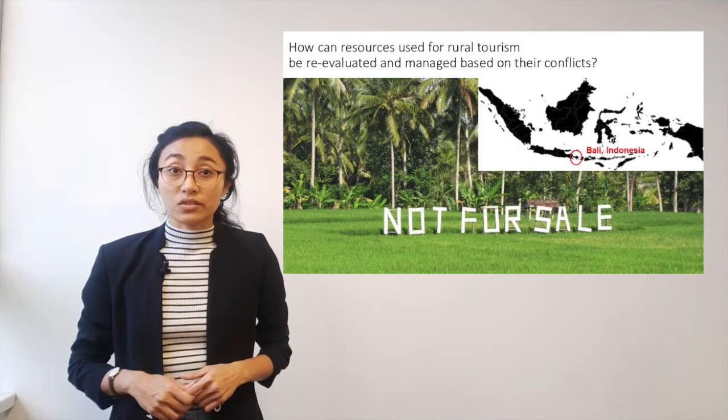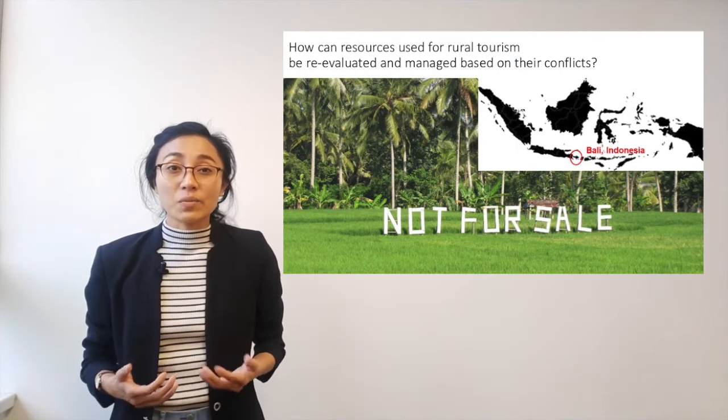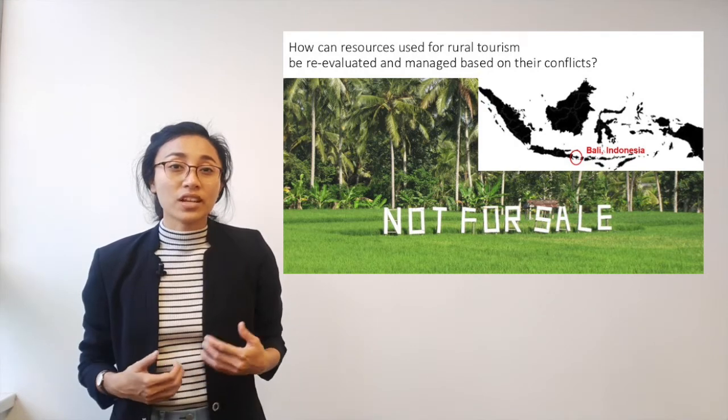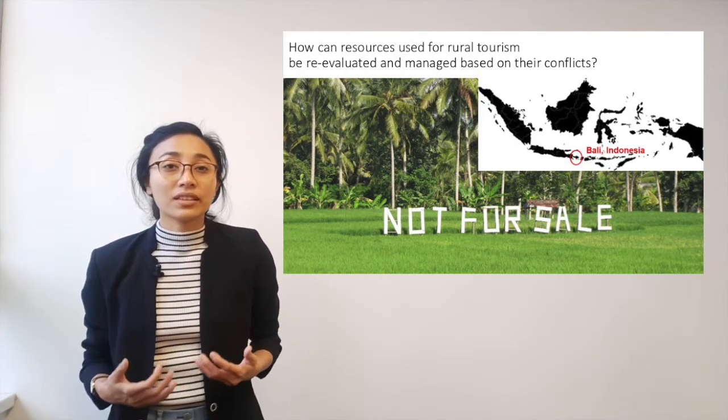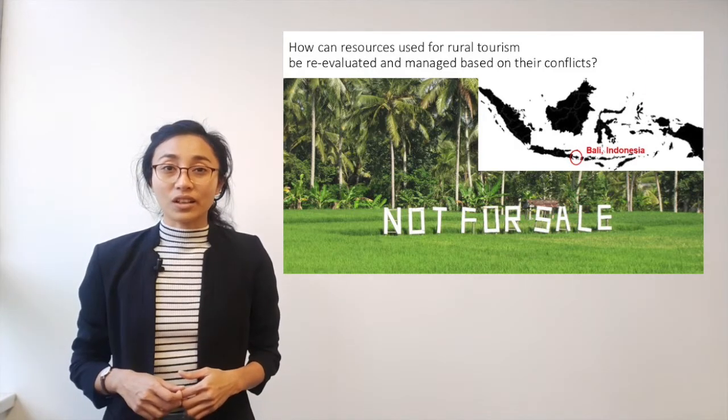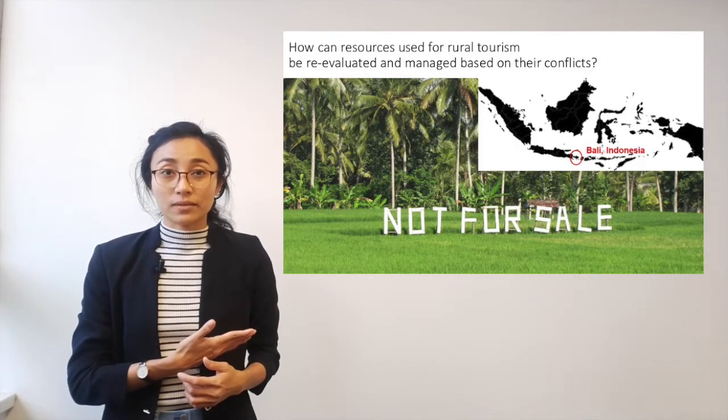Conflicts arise as tourists start to litter the environment. Entrepreneurs start to build more villas, causing land use conversions. Farmers, however, feel marginalized and they feel the lands are exploited. As a result, they've put this sign to protest.